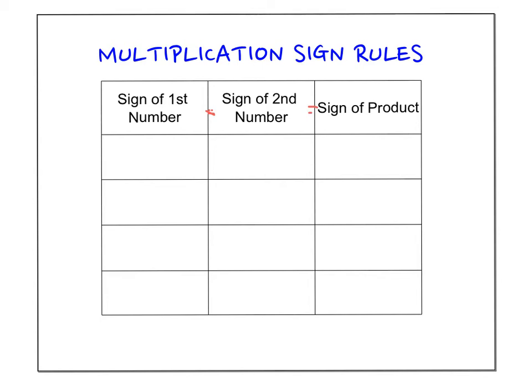And the most basic would just be a positive times a positive, which gave you a positive. Next, we talk about what if you had one of each. So what if I was multiplying a positive times a negative or a negative times a positive? And those actually both gave you a negative product. And the last one would be a negative times a negative, which gave you a positive.